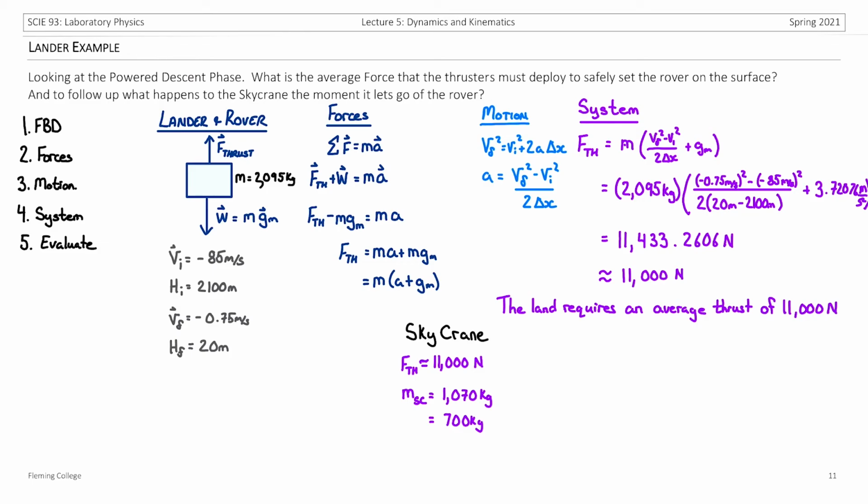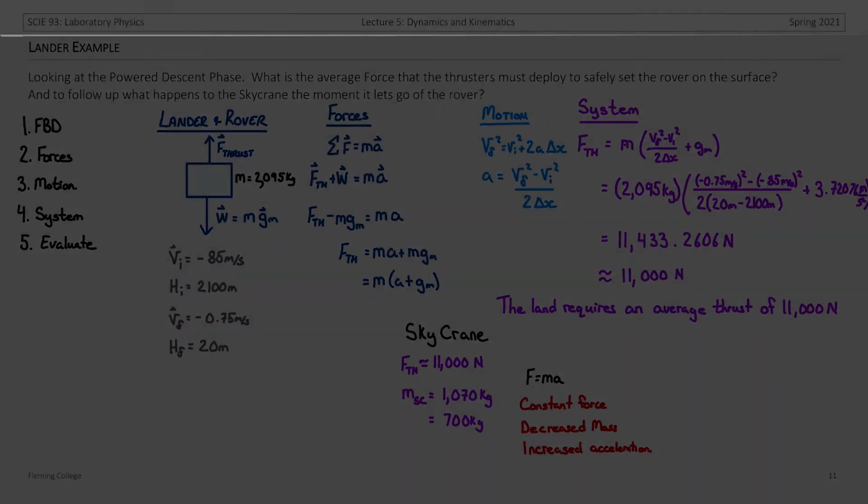So because Newton's second law tells us that force is equal to mass times acceleration, if our force stays the same and our mass gets smaller, then our acceleration will have to increase, meaning that the sky crane's velocity that was negative 0.75 meters per second will very quickly become a positive value, accelerating it away from the rover until it runs out of fuel, at which point it'll begin to crash back down towards the Martian surface.